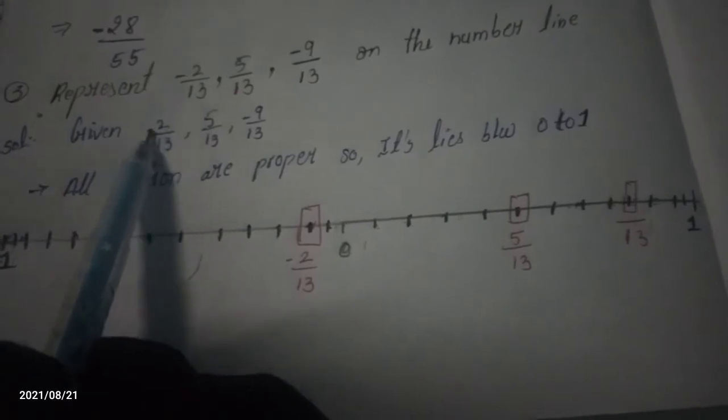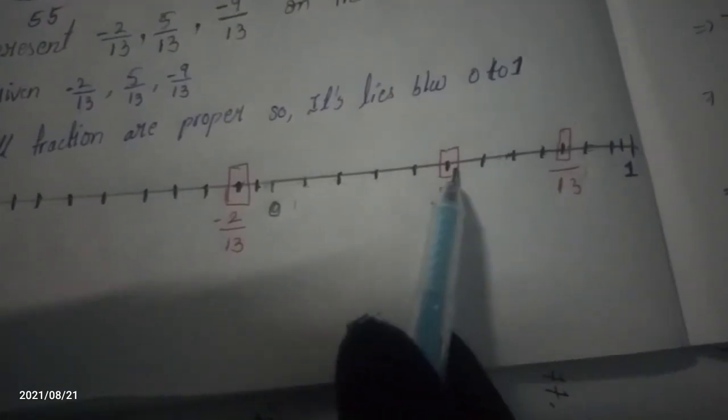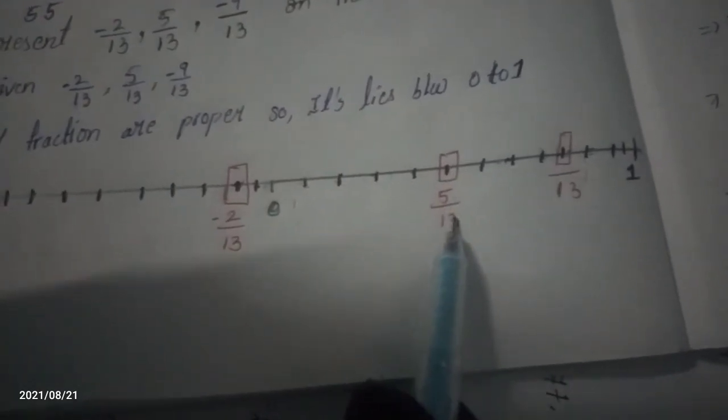-2 is there. Where do we have to go? We have to go to the negative side. From 0 count 1, 2, and this point is called -2 by 13. For the second point, +5 by 13, you have to count 1, 2, 3, 4, 5 from 0, which is +5 by 13.